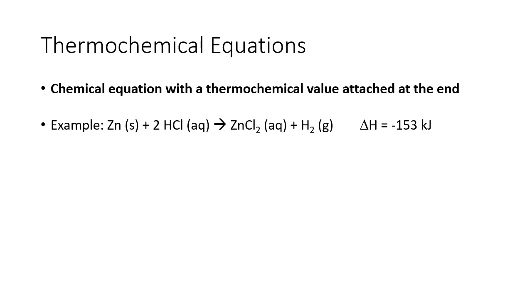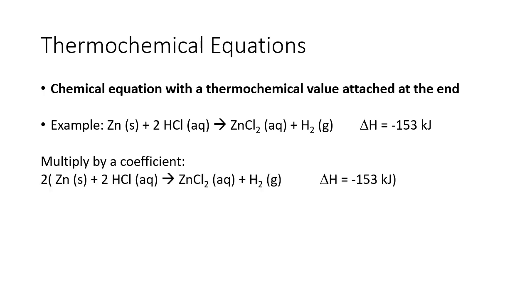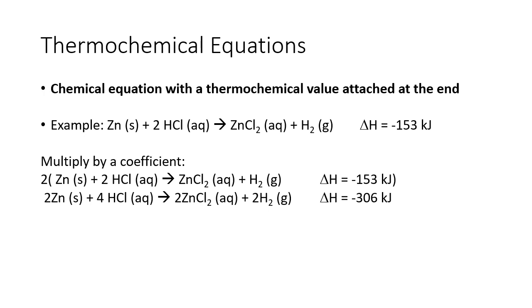All right, well, what if we needed to multiply by a coefficient? Well, when we do that, we're going to multiply the entire thermochemical equation by the coefficient. So that's going to include the delta H. So I've put my parentheses around the entire thing. I distribute the 2 through all the way, and my delta H now becomes negative 306, which is double negative 153.